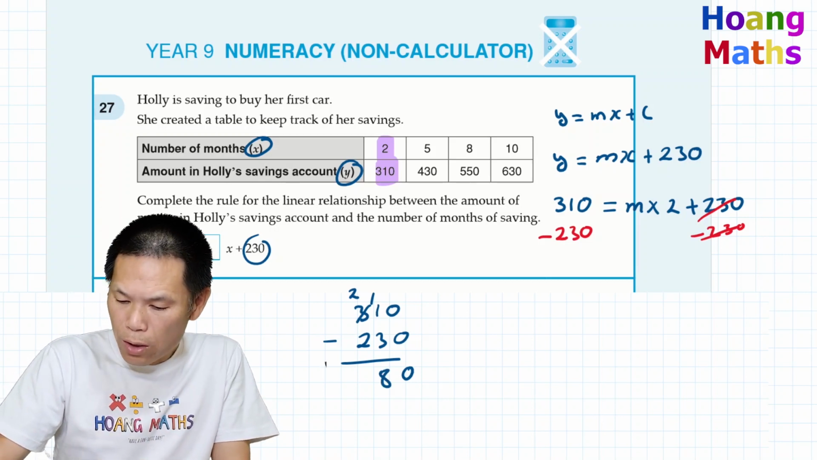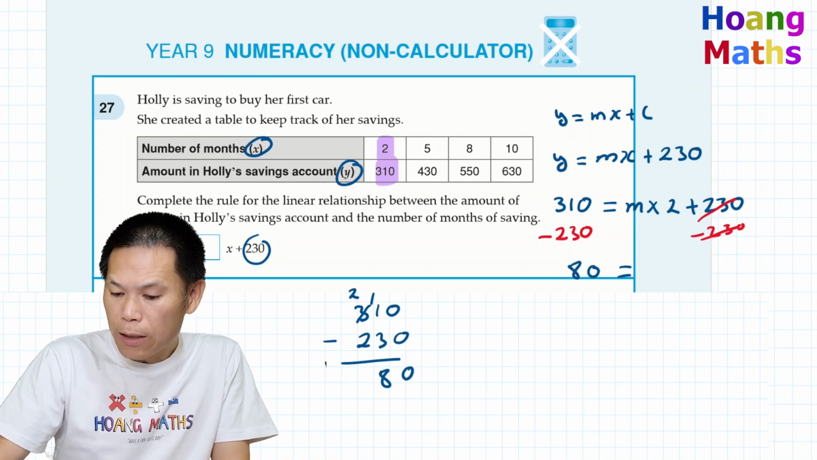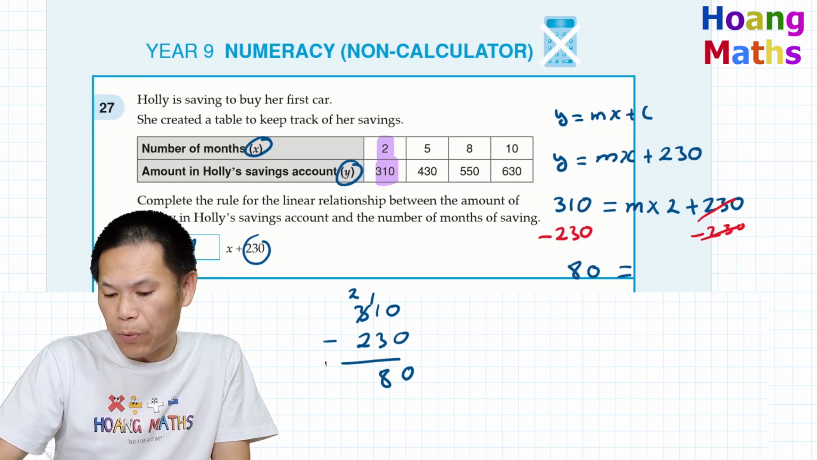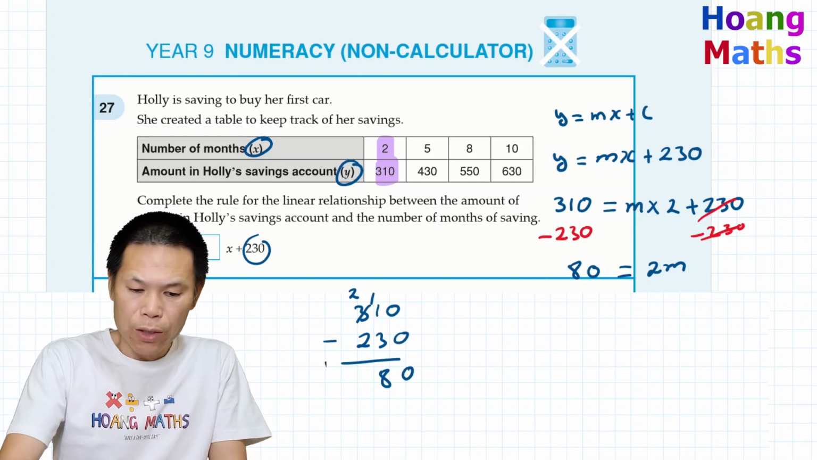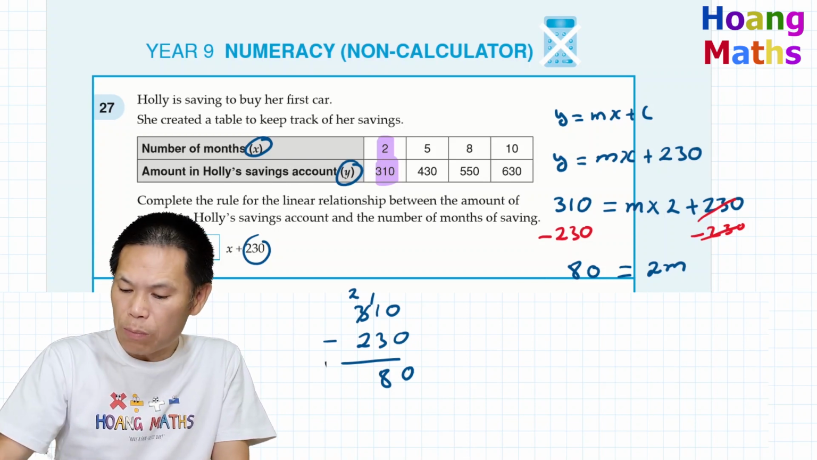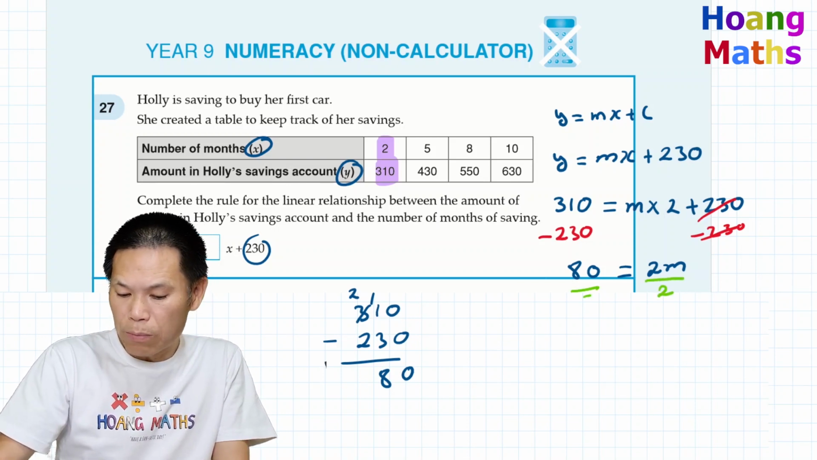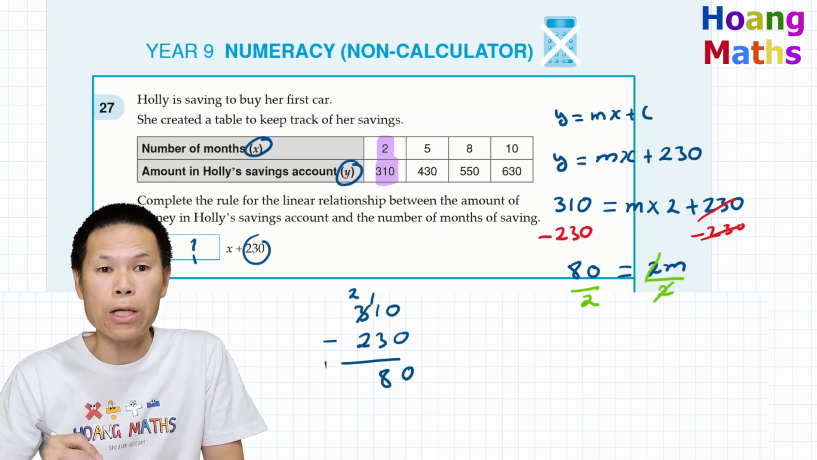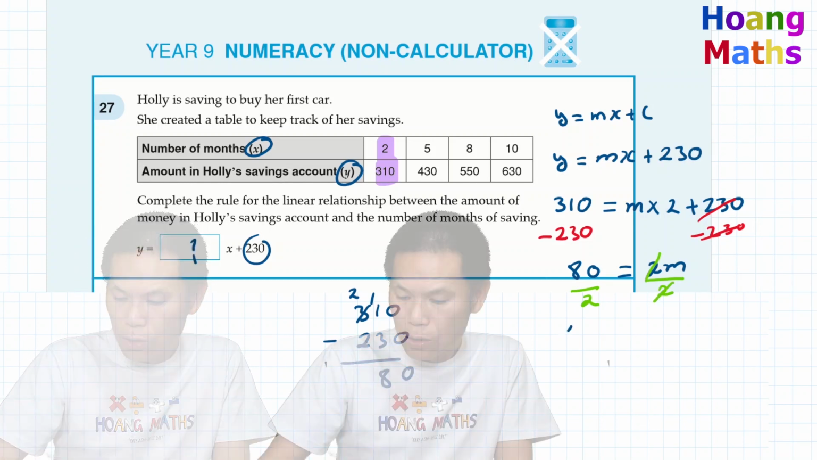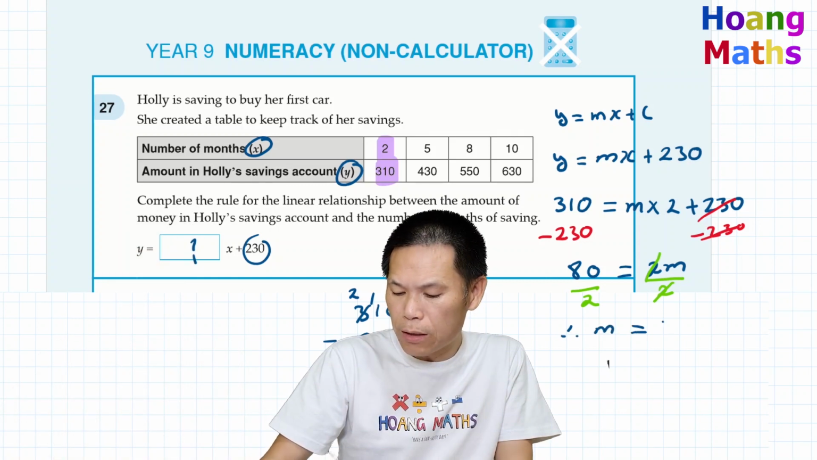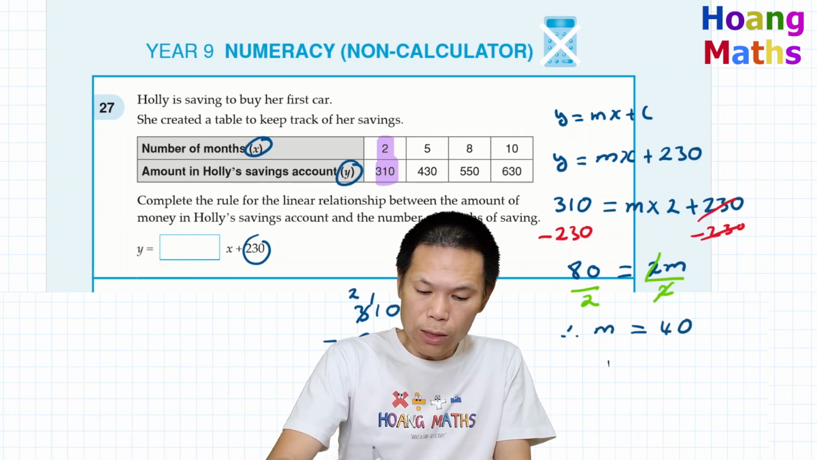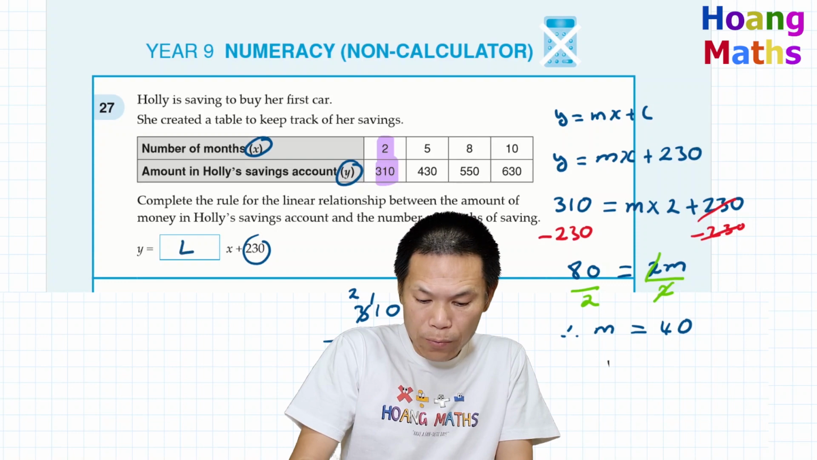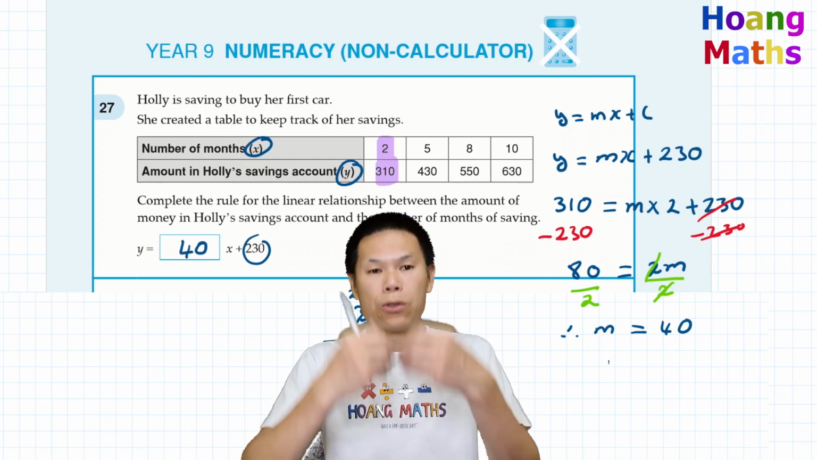So therefore, we have 80 on this side, which equals 2 times m, which is 2m if you like. So what I do, I divide this by 2 and divide this by 2. So that cancels out. 80 divided by 2 is 40. So therefore m is 40. So this answer here is 40. So there you go.